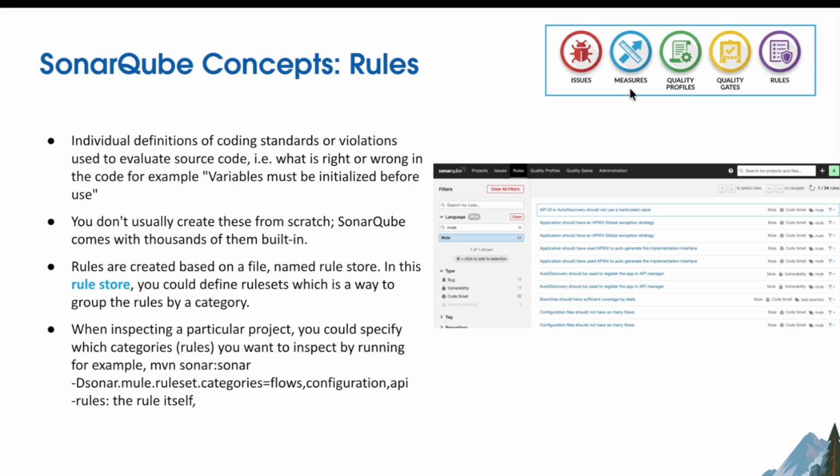So we have five components: the issues, the measures, the quality profiles, the quality gates, and the rules. First thing, the rules. When we think about rules, think about what is right or what is wrong in the code. Imagine a very easy example, that variables must be initialized before use, very Java based, or something more MuleSoft similar, that HTTPS should be used instead of HTTP for security. They also work as rule stores where you accumulate those different rules, and it's the base unit that we're going to need for our SonarQube implementation. Think about it as the basics: what is right, what is wrong.